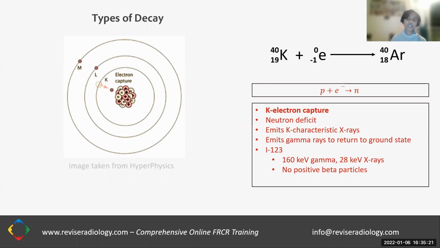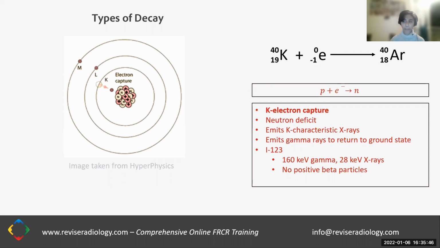And so you can see what happens in the example on the top. So you have potassium. The potassium nucleus is capturing the nearest electron it can find. The proton and the electron are combining to form a neutron. So the atomic mass is staying the same. It's 40 on both sides, but the atomic number is decreasing because the nucleus has one proton less at this point. So it's become argon.